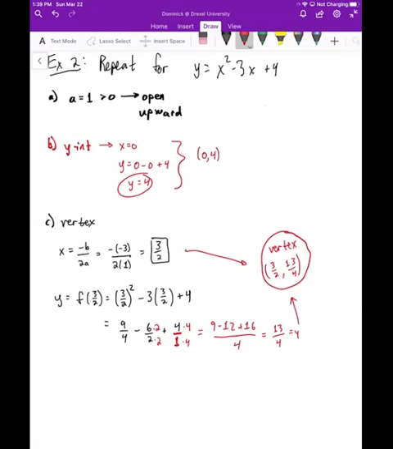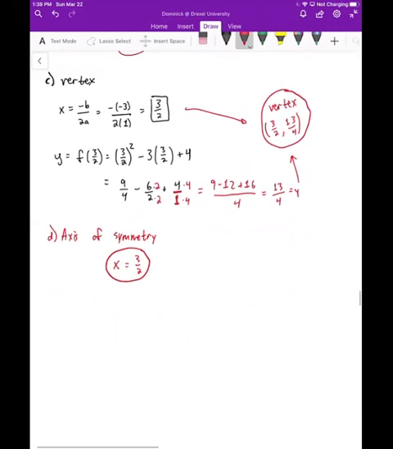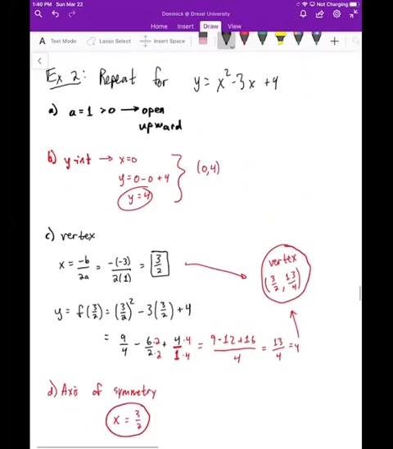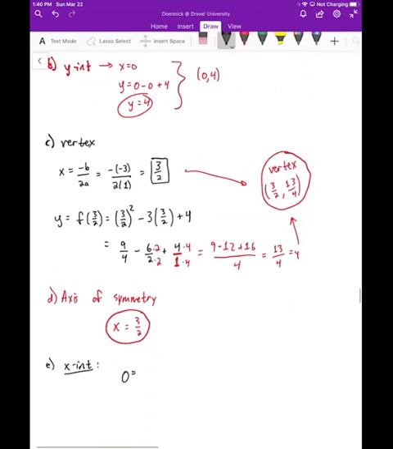So again, part D, we want the axis of symmetry. And again, we've already done the work for that. That's just x equals the x-coordinate of our vertex. Okay, part E, we want the x-intercepts. So if we set y equal to 0, we get that 0 is equal to x squared minus 3x plus 4.